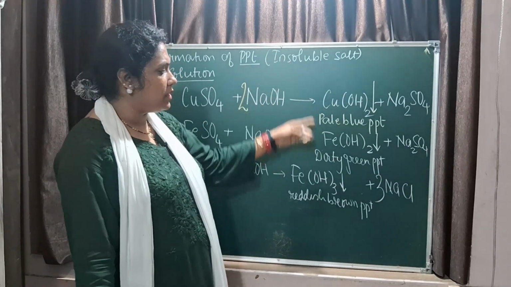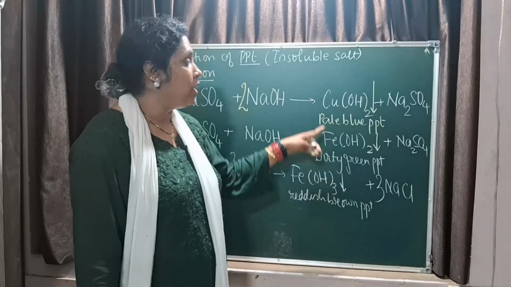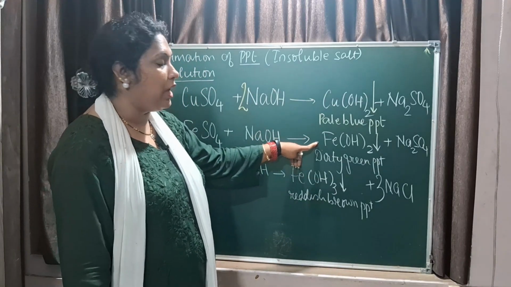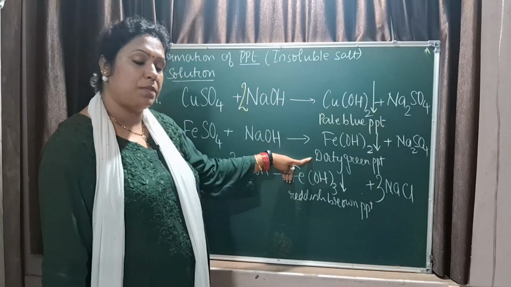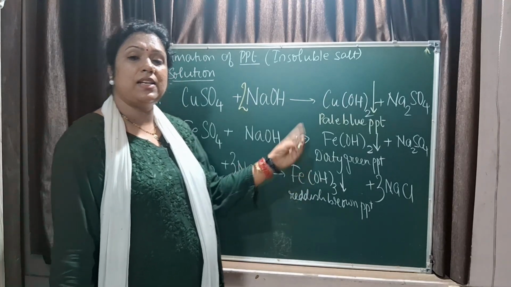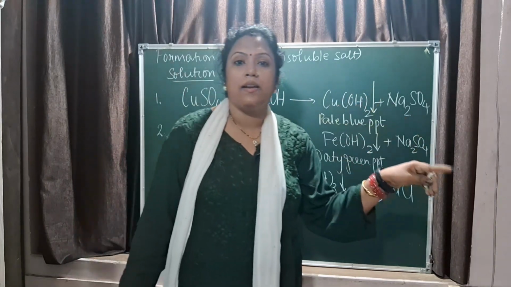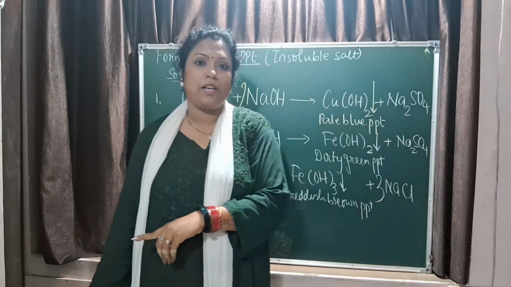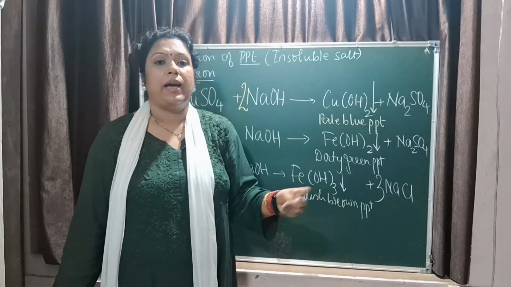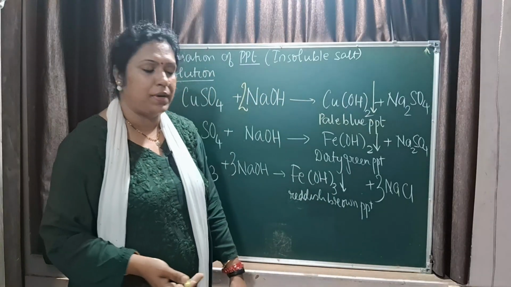Generally these reactions are used for cation analysis, to find which metal is present. So copper, pale blue precipitate, that is Cu2+ ion. Fe2+ ion, dirty green precipitate. Fe3+ ion, reddish brown precipitate. Zn2+ ion, gelatinous white precipitate. Pb2+ ion, chalky white precipitate. Calcium 2+ ion is milky white precipitate, and so on and so forth. Understood? This is the formation of precipitate.